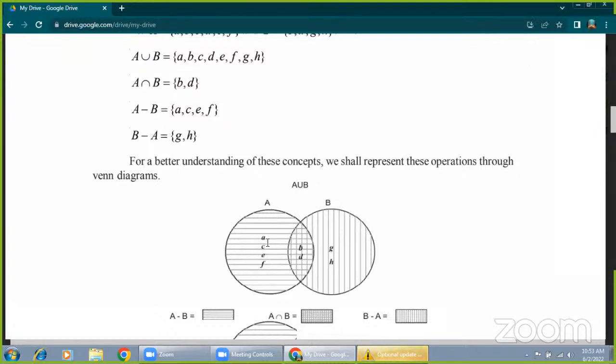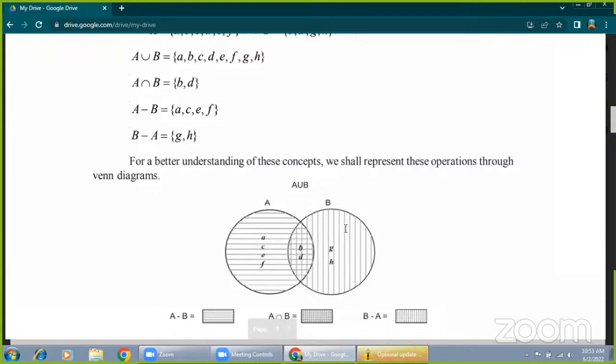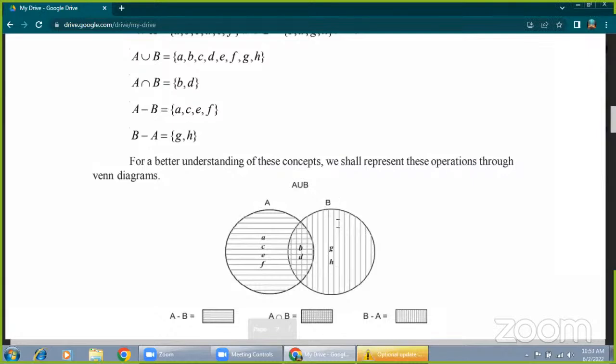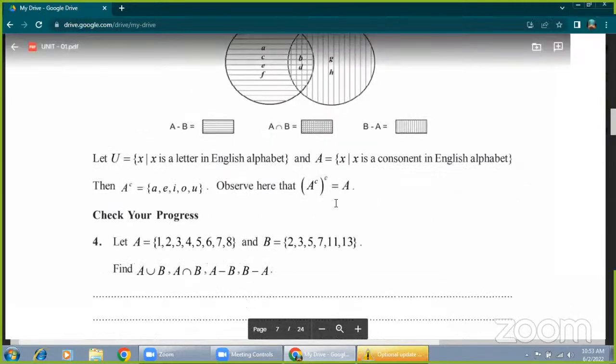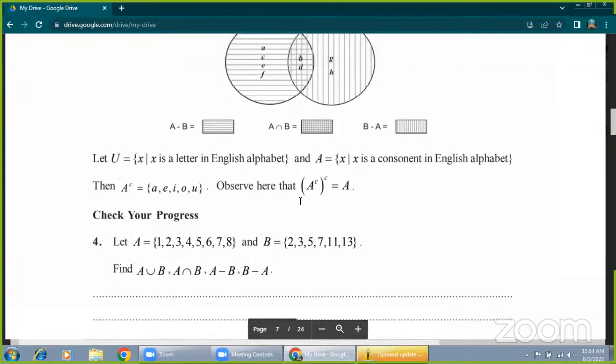A minus B is A, C, E, F. This is the A minus B part. And B minus A means only the elements G and H, other than the elements of A. That is, B minus A is G and H. Okay, this is the universal set. A complement, and the complement of A complement is capital A. These were also well practiced in the previous session.